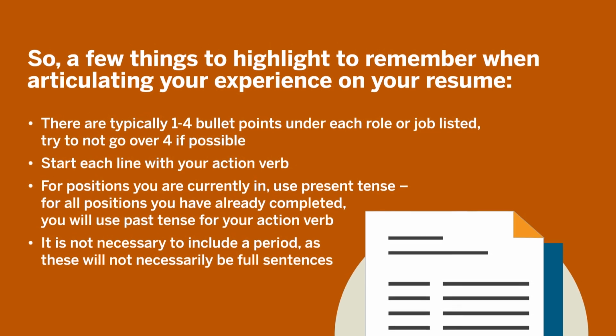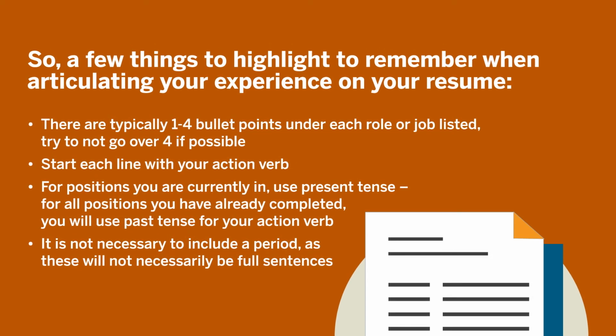So, a few things to remember when articulating your experience on your resume. There are typically 1 to 4 bullet points under each role or job listed. Try not to go over 4 if possible. Start each line with your action verb. For positions you are currently in, use present tense. For all positions you have already completed, you will use past tense for your action verb. It is not necessary to include a period, as these will not necessarily be full sentences.